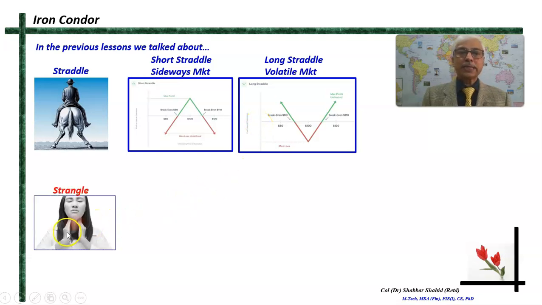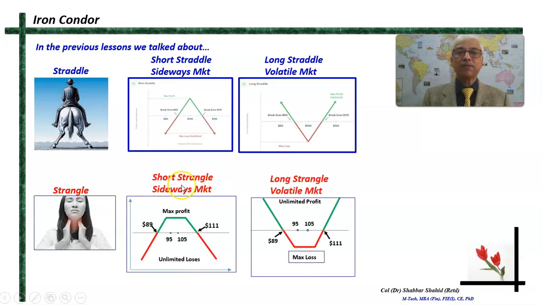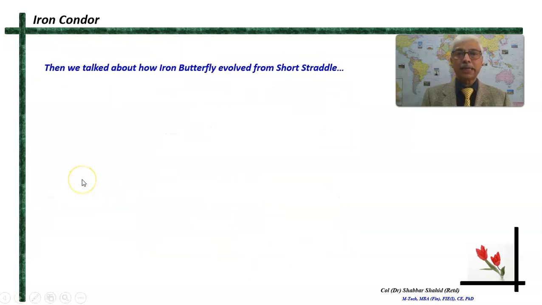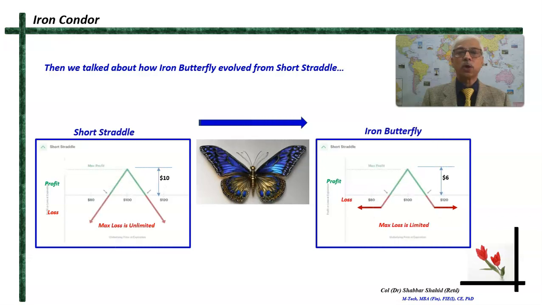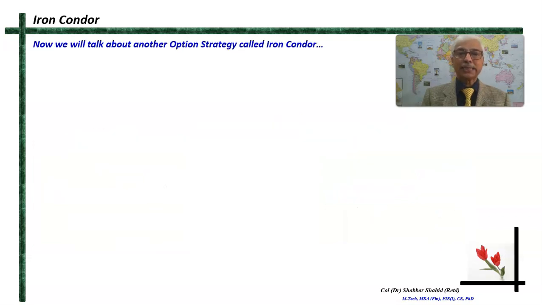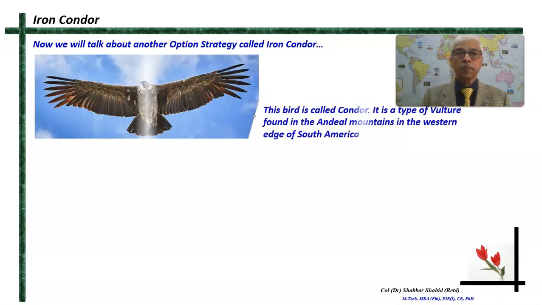Short one was for the sideways market, a stable market, and long straddle was for the volatile market. And then we also discussed the strangle. In that also we have discussed the short one for the sideways market and the long one for the volatile market. And then we talked about how a butterfly or an iron butterfly evolved from a short straddle. We saw that. Alright. Now we will talk about another strategy that is called iron condor.